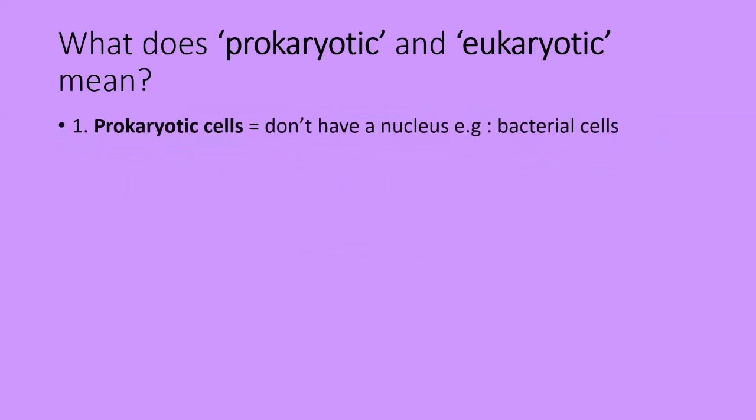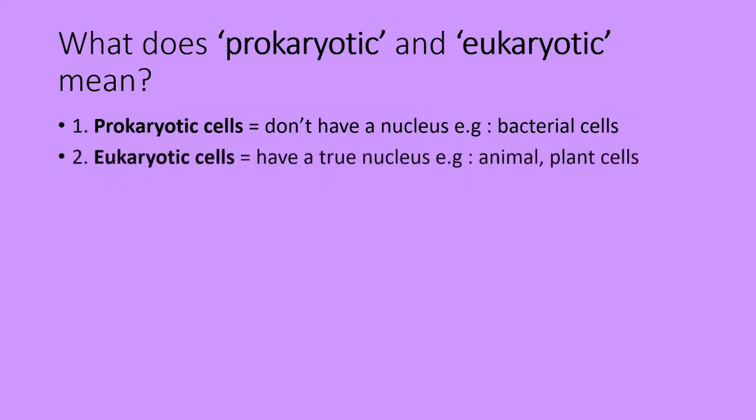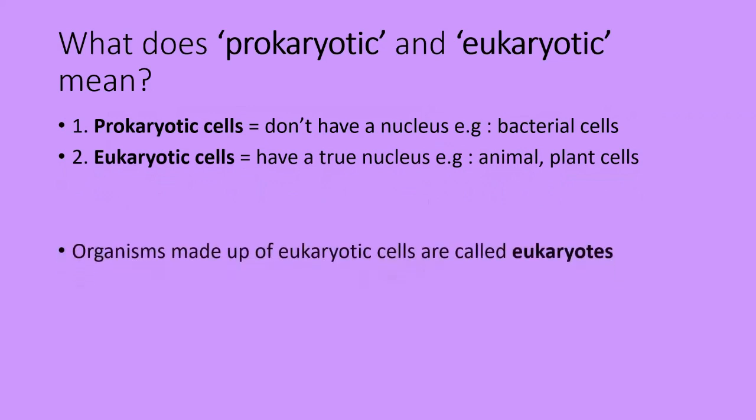So prokaryotic cells do not have a nucleus. For example, bacterial cells, they do not have a nucleus. However, on the other hand, eukaryotic cells have a true nucleus. For example, animal cells, plant cells. So you just need to make sure you know these two definitions. You just need to make sure you know prokaryotic cells don't have a nucleus, but eukaryotic cells do have a true nucleus.